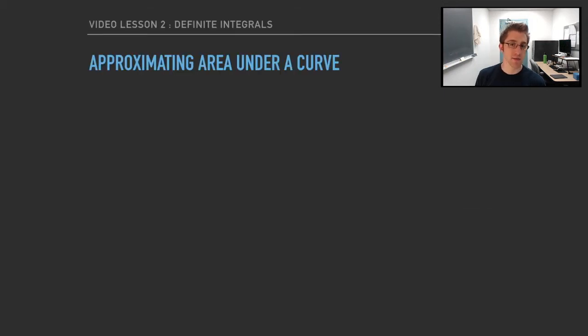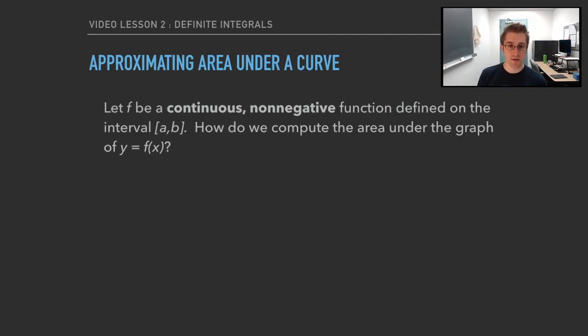The main problem that we're going to be approaching is computing the area under the graph of some function. So first, before we compute the area exactly, we have to know how to approximate it. So we have a continuous function f, defined on some interval a, b. In general, we'll do examples where f is a specific function and a and b are specific numbers.